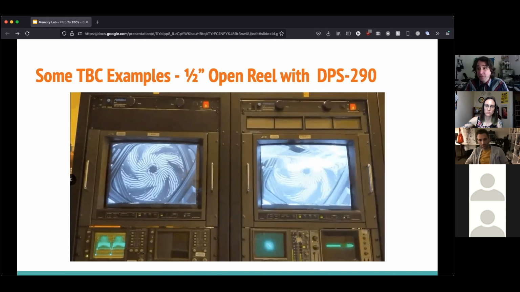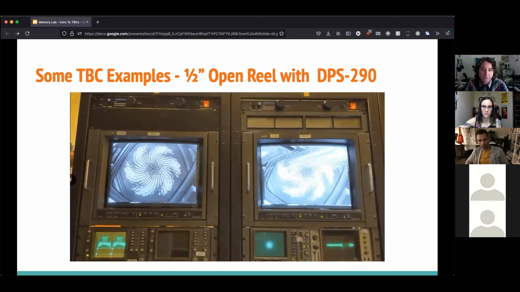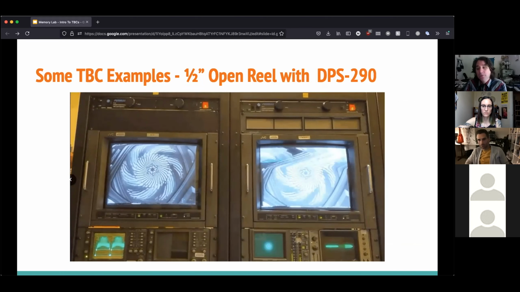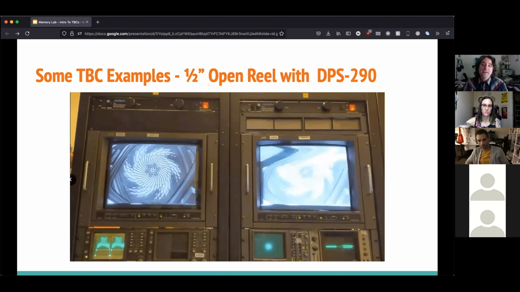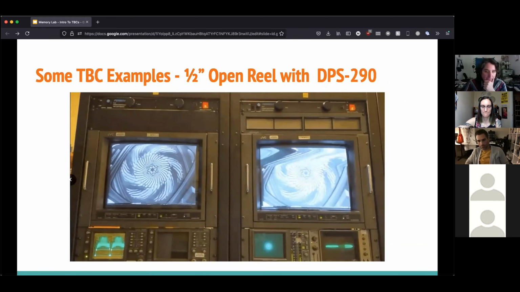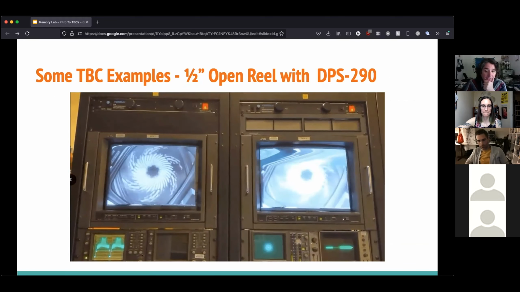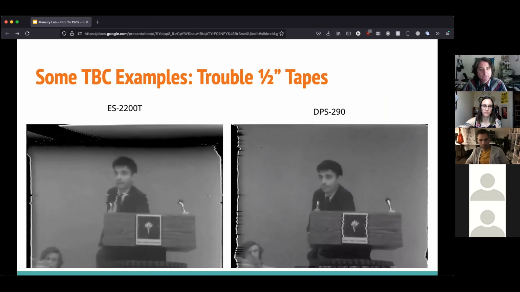And now I'm going to go through some examples of what it looks like to put an image through the TBC on the right. We have a half-inch open reel tape with no TBC, and on the left we have that going through a DPS 290, which is a frame synchronizer. And you can see the image is a lot more stable. It actually makes an image. So here's some more.